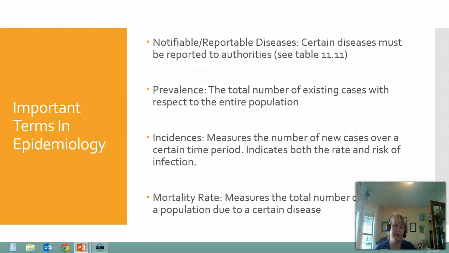So now we have a couple of epidemiology terms we need to get straight. The first is prevalence. This is the total number of existing cases with respect to the entire population. This gives us a sense of how prevalent or how frequent this disease is within a given population. For instance, if you have 10 people in a small town and one person develops syphilis, that is a 10% prevalence, but it's still a little bit of a misnomer, whereas if you have 1 in 1,000, you have a significantly lower level of prevalence.